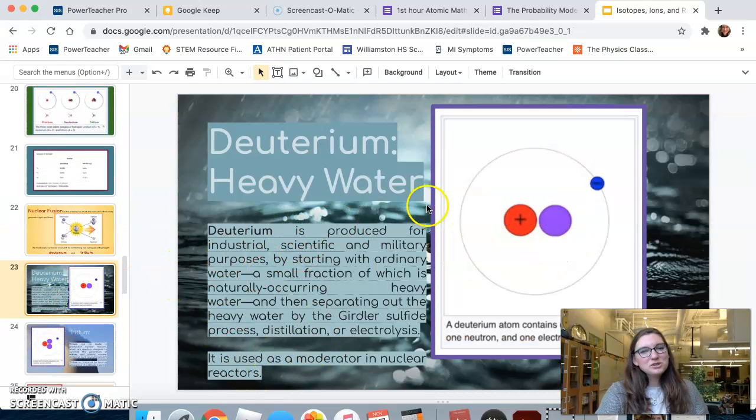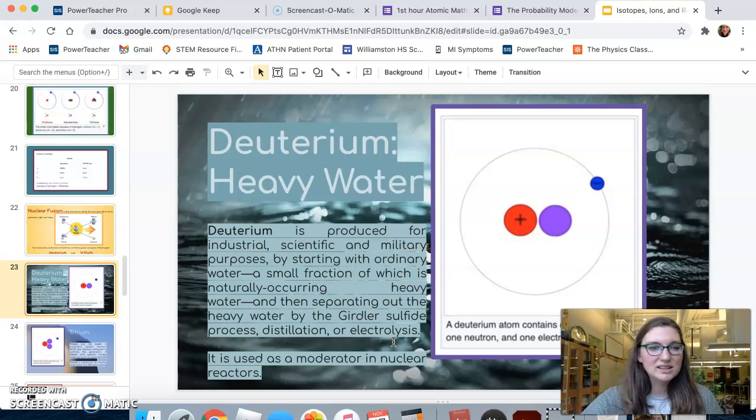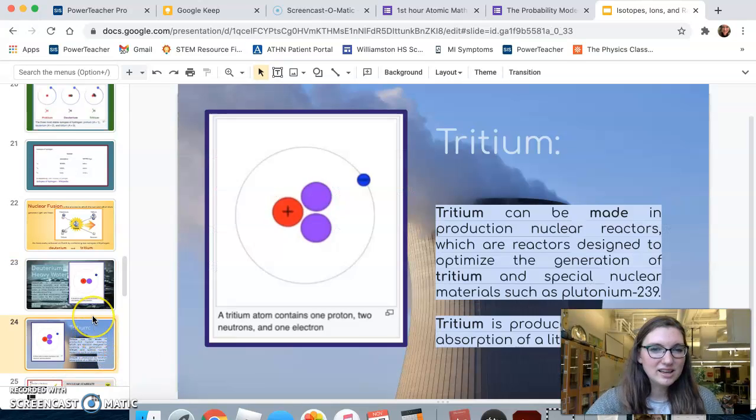So deuterium is also produced for industrial, scientific, and military purposes, starting with ordinary water, a small fraction of which is naturally occurring heavy water, meaning it's made of deuterium. And then separating out the heavy water by the Girdler sulfide process, distillation, or electrolysis. It's also used as a moderator in nuclear reactors, so it absorbs some of the energy. It can pick up or lose its neutrons to kind of protect against the giant explosions that are going on inside nuclear reactors. Tritium has to be made.